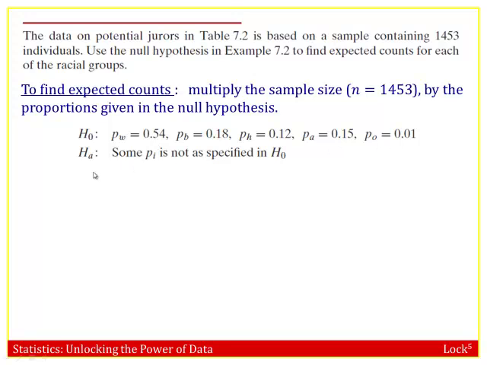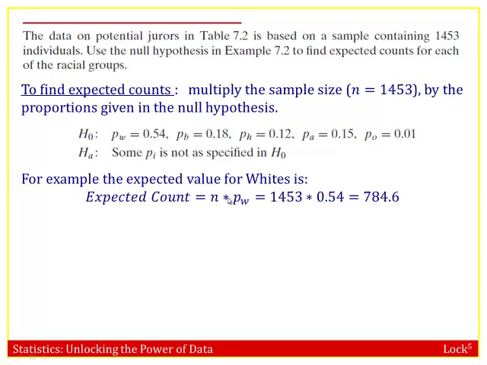null proportions. So for example, the expected count for whites is the sample size, n, times the relevant proportion. The sample size is 1,453. The proportion for whites is 0.54. We multiply them together and we get 784.6.